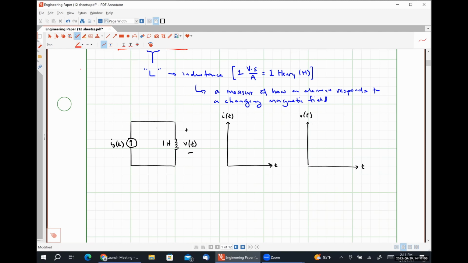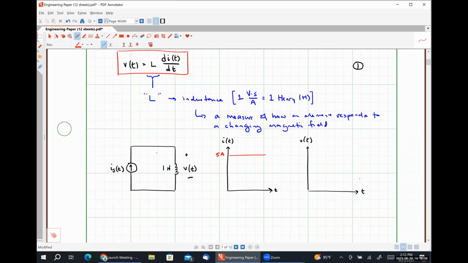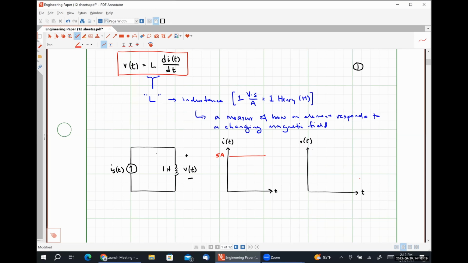So let's say that my inductor current has some fixed value. For the sake of argument, let's call it 5 amps. What would we expect the inductor voltage to be? A constant 5? I'm sorry, what was that? Just a constant 5?